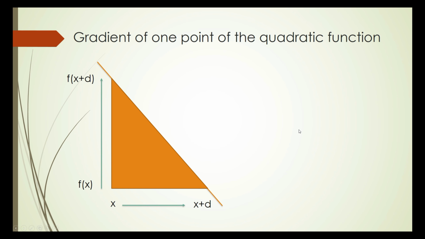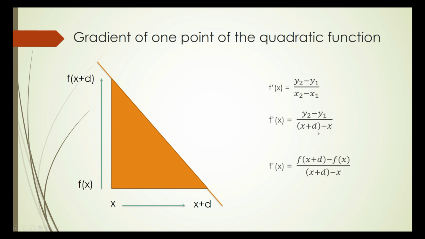Now, let's just bring out the gradient formula for any linear function, because we have converted that quadratic function into a linear, so to speak. So I'm gonna just substitute the x squared with x plus d. As you can see, that's the only thing that's being replaced. And then I'm going to replace the y values, y2 minus y1, with f(x plus d) and f(x). I also replace the x1 with the x, which is that part.